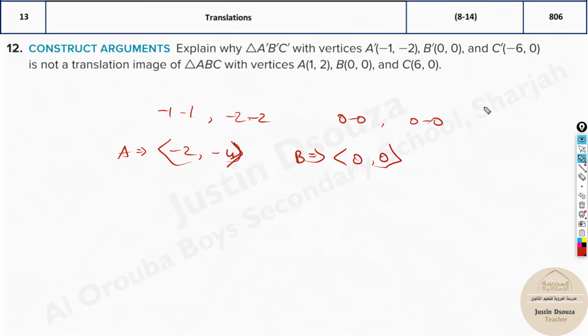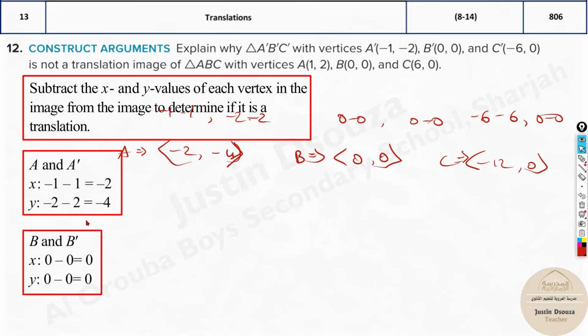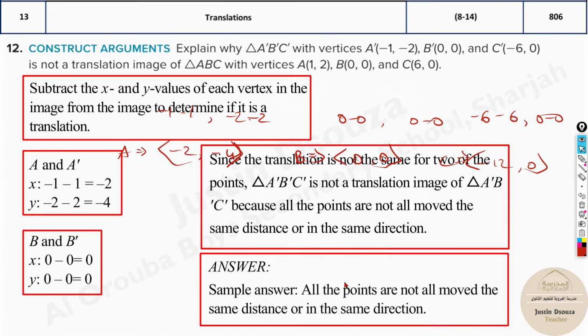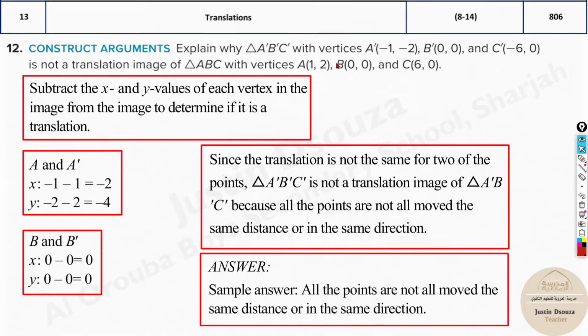Let's check for C as well. You don't need to check, but let's still go ahead and check. It'll be minus 6, minus 6, and 0 minus 0, so it's minus 12 and 0. Look, the translation vector for each point is different. So this triangle is not translated, some other transformation is done over here. So all the points are not moved in the same direction. That is the reason why the translation has not occurred. So this is a reasoning type question. These may not come, they'll just tell you to find the translation vector or something, because it'll be in MCQ, isn't it?